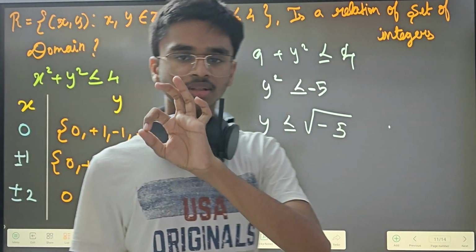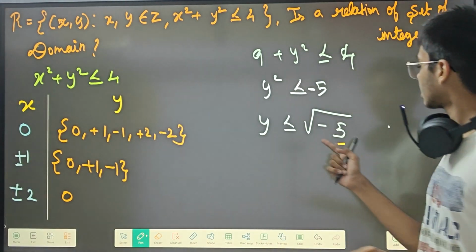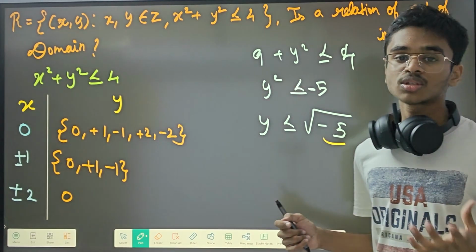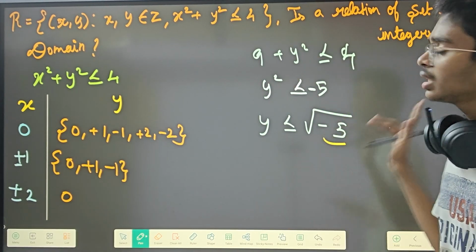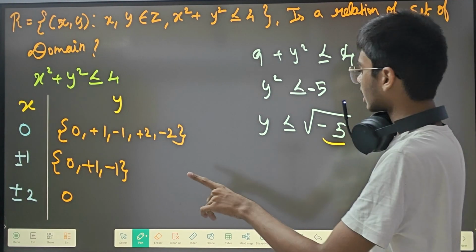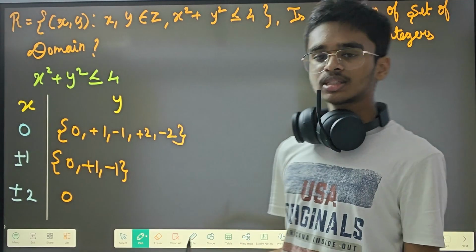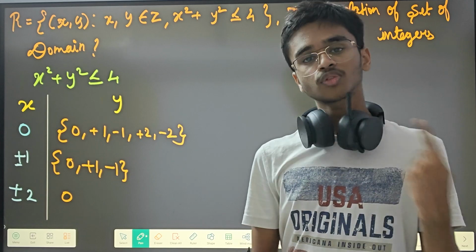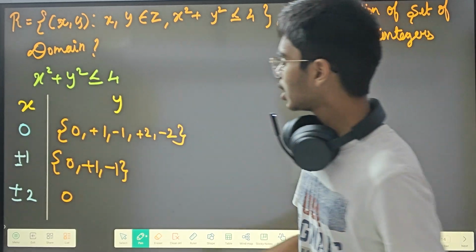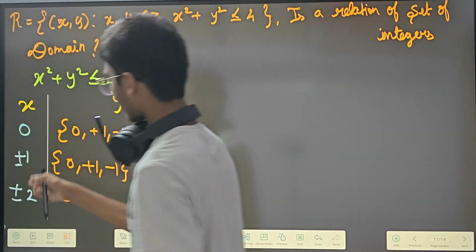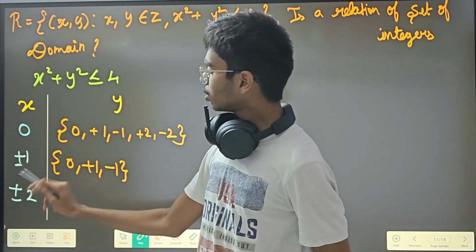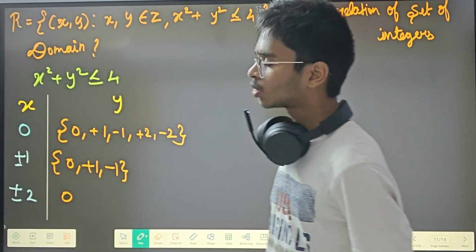Inside the root, you should not write any negative numbers, any negative numbers are not at all allowed inside the root. So this is not correct, so that is why you are not supposed to put plus or minus 3. If plus or minus 3 itself is not applicable, then just think about plus or minus 4, it's not applicable, right? So the domain, these x values, you can put 0, you can put plus or minus 1, and you can also put plus or minus 2.